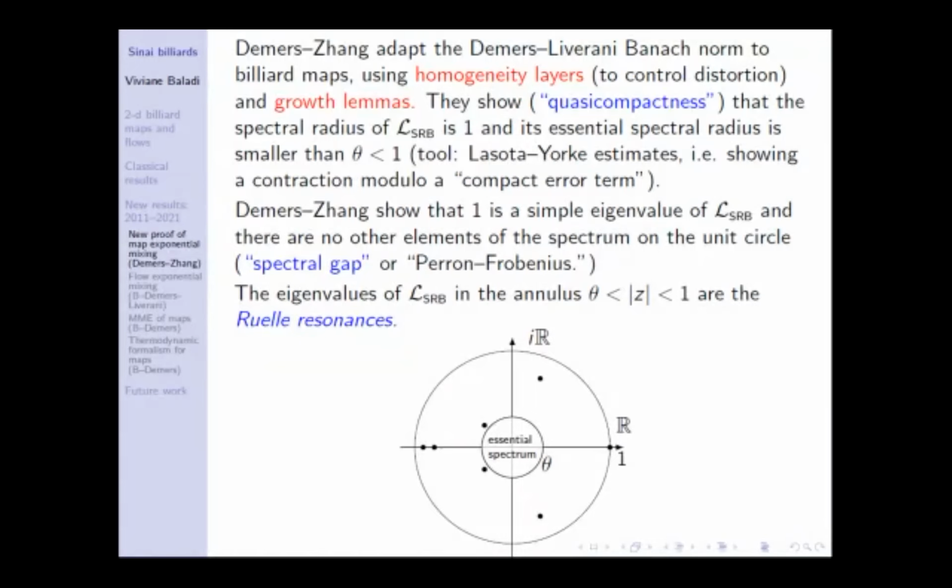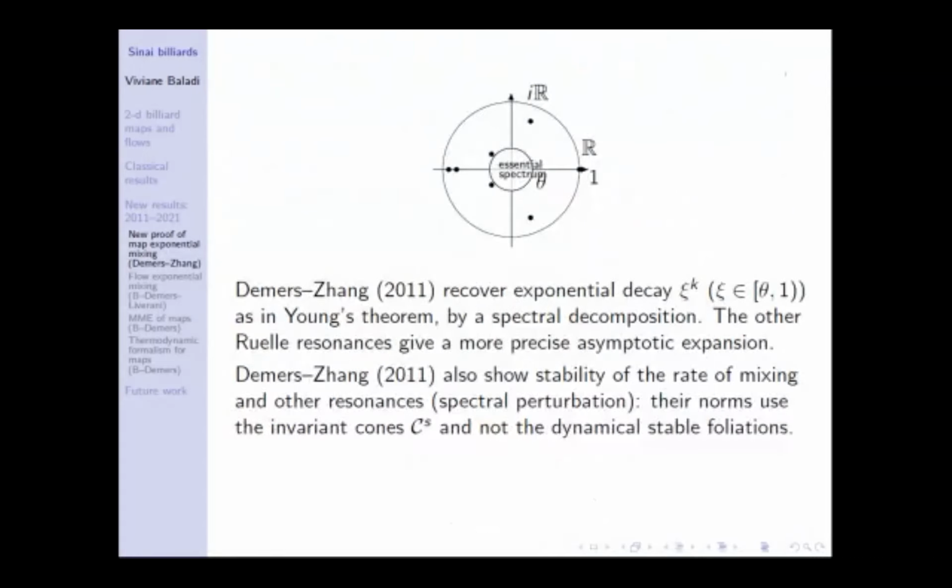So they did that, and they also showed that you have the Perron-Frobenius picture, meaning that the maximal eigenvalue, which is 1, is the only eigenvalue of modulus 1. Remember that the operator fixes Lebesgue measure, so we expect to have 1 in the spectrum. So we have the spectral gap, and then we have maybe some eigenvalues of modulus strictly smaller than 1, but outside of the essential spectrum. If they exist, they are called Ruelle resonances.